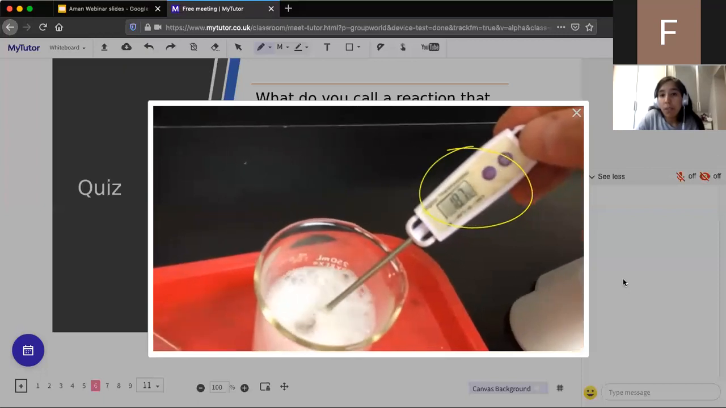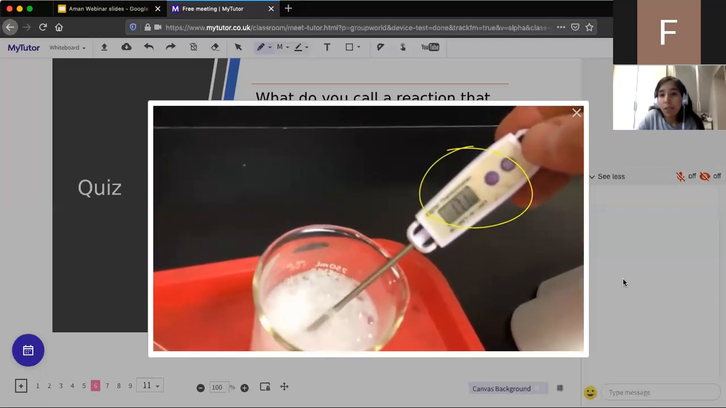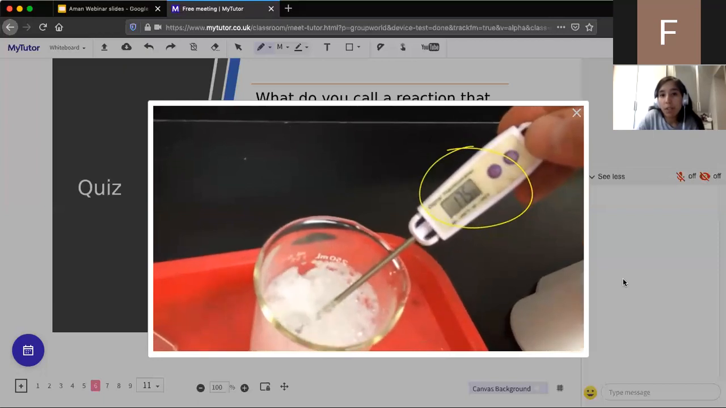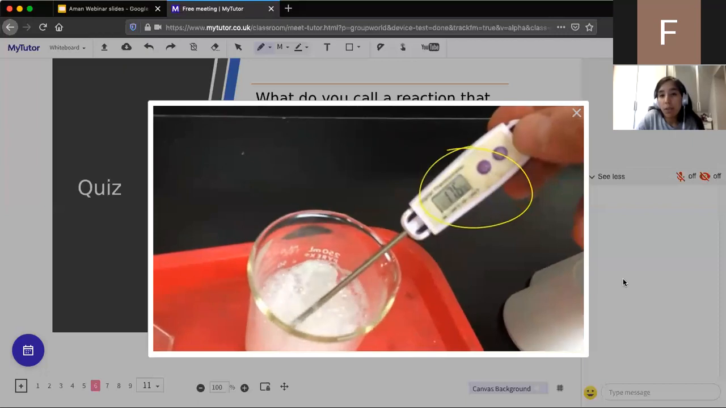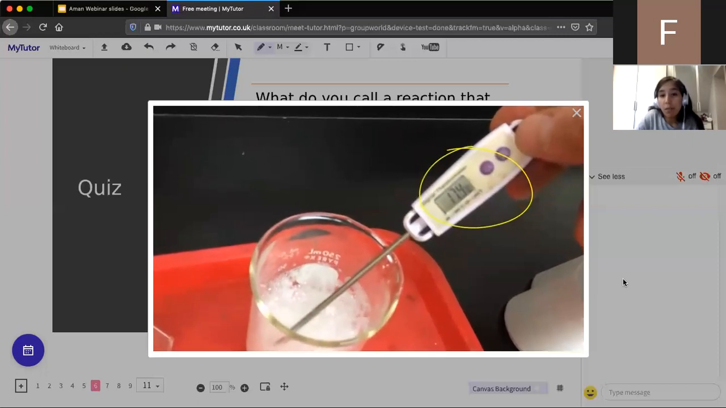So what happened to that temperature? Did anyone remember the first temperature? What's happened to that temperature there? So it started off at about what, and what's happened to it? Well, we can see it's going down.